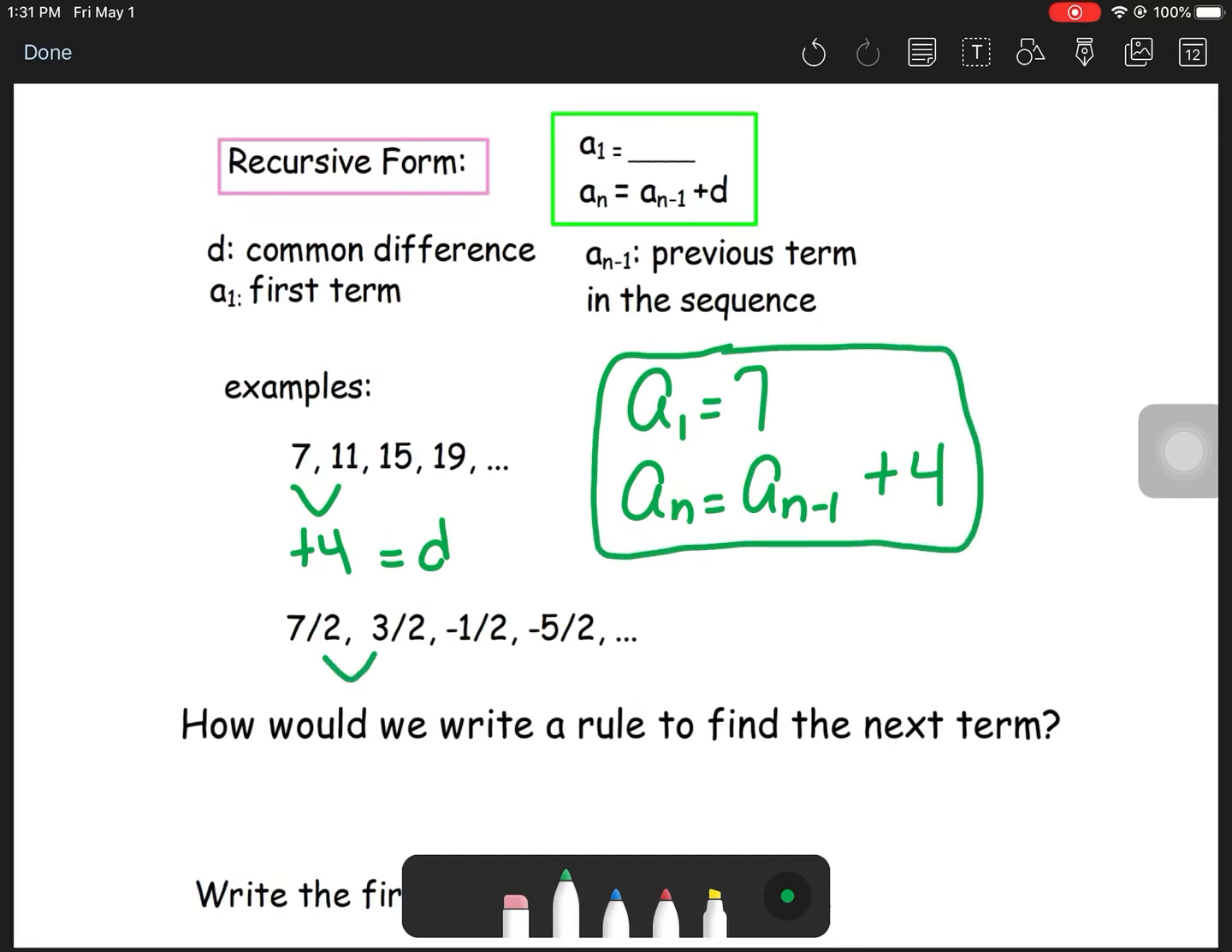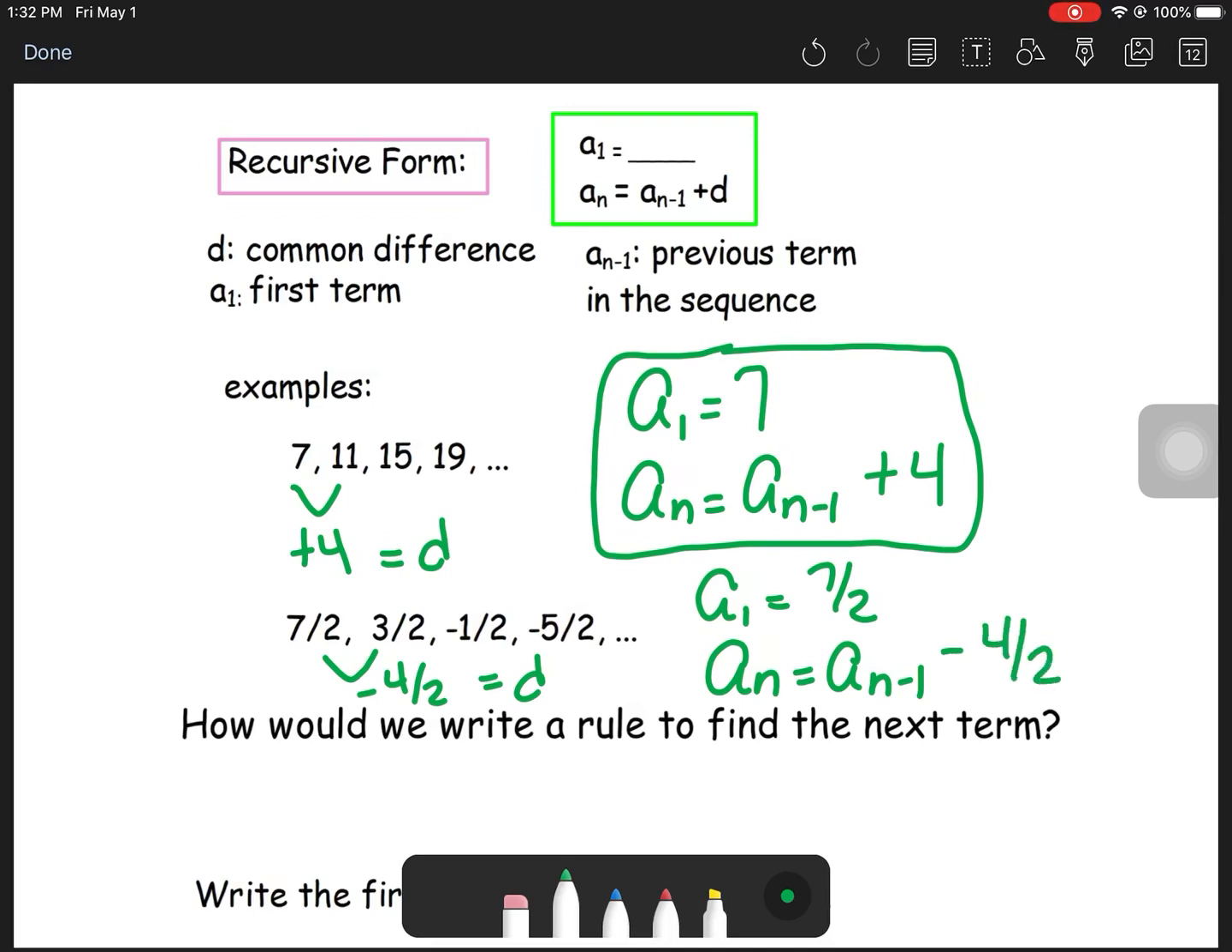Now to get from one term to the next on this one, I'm subtracting 4 over 2. That's going to be my difference. So my first term is 7 over 2. To find the next term in my sequence, I take the previous answer, which was 7 over 2, and I subtract 4 over 2. 4 over 2 is also 2. And that is how we would write the rule to find the next term.